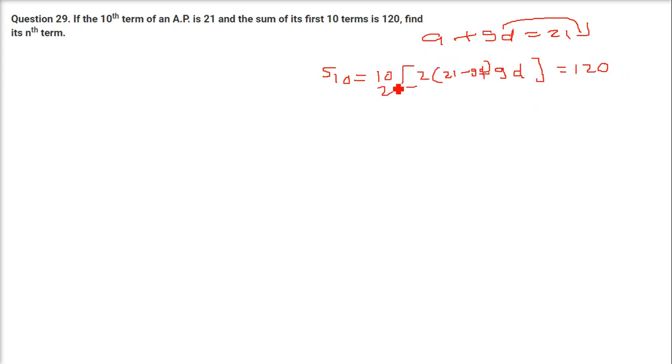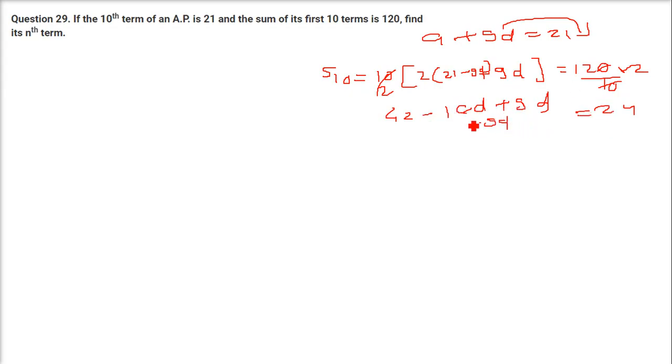So you get, into 2 by 10, you get 24 here. Now this is 2 into 21. So 42 minus 18D plus 9D. So 42, this is minus 18D plus 9D. So this will be minus 9D.